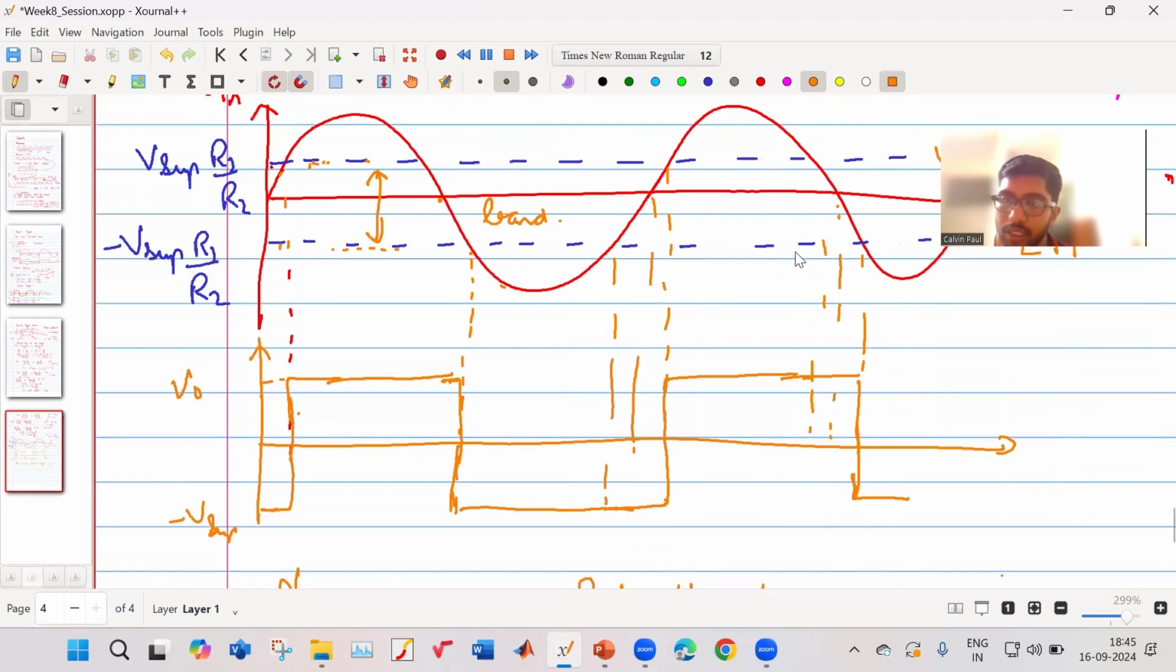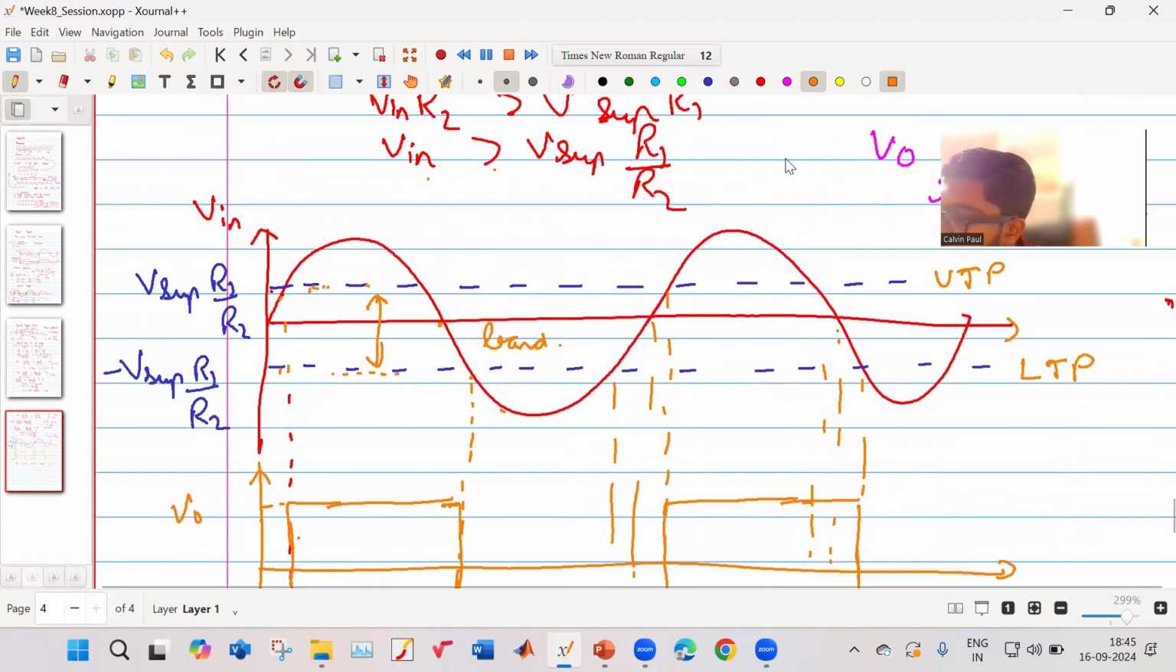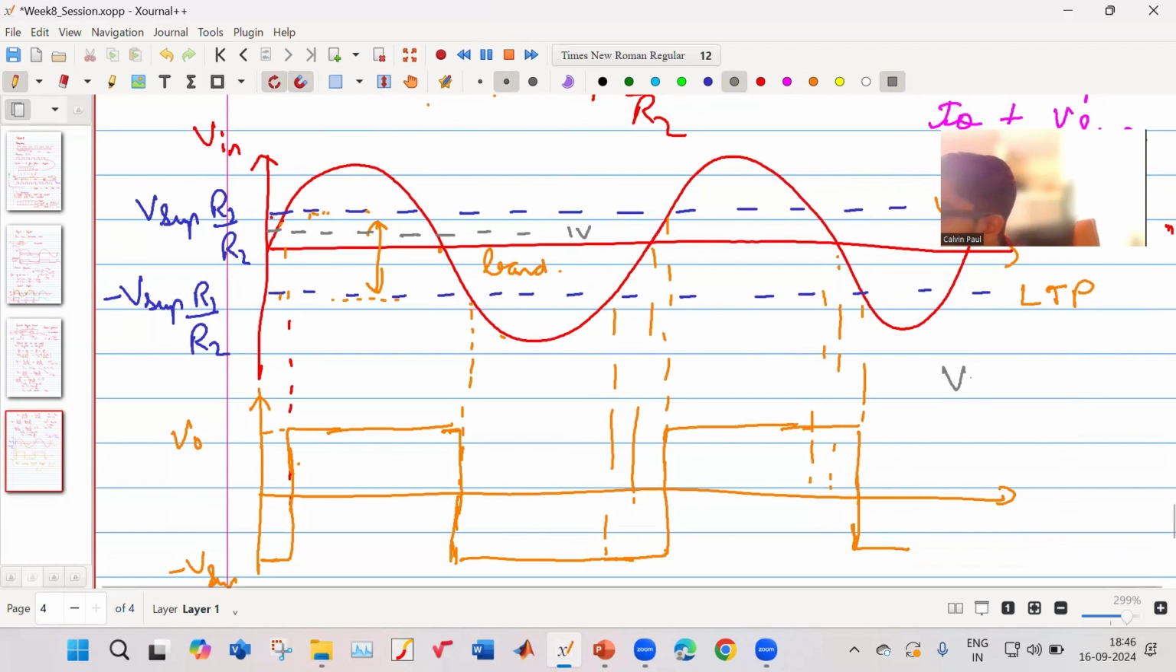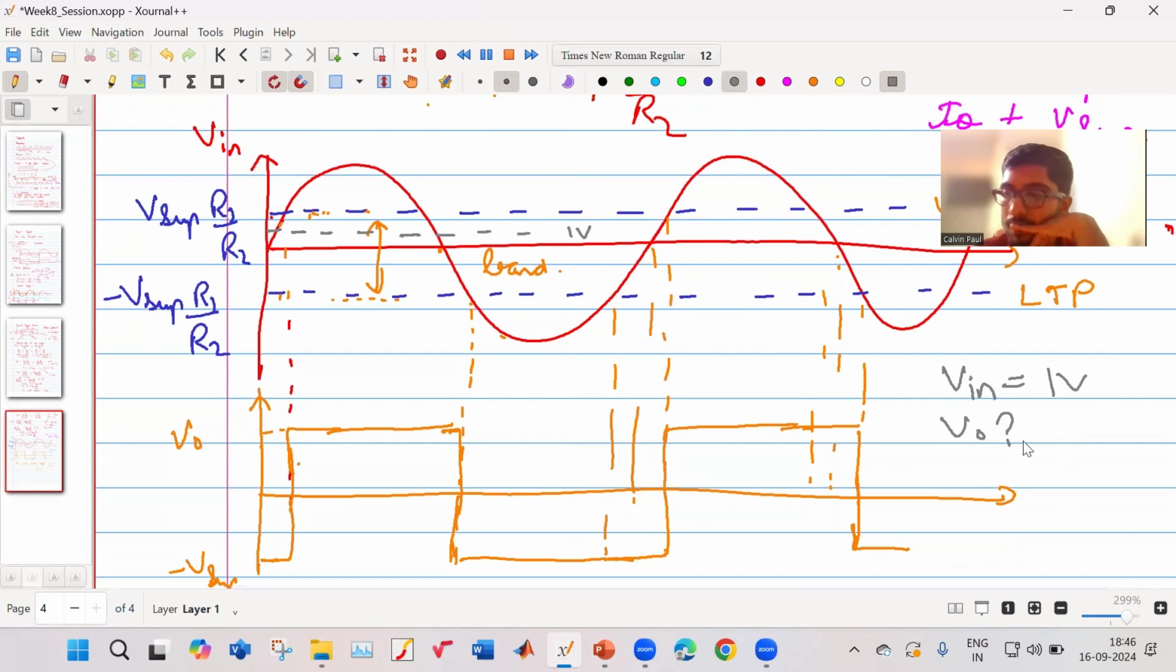So now let me ask you a question. At this point, let us say it is like 1 volt. So when my input is equal to 1 volt, what is my output? Can anyone tell me? When my input is 1 volt, what is my output?